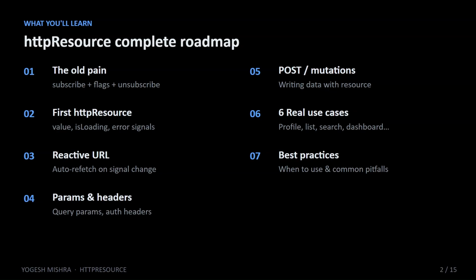So here's the complete roadmap for this video. The old pain, why the classic pattern is painful. First, httpResource, the 4-line version, core signals: value, isLoading, error, reload, etc. Reactive URL, the real superpower, auto-refresh, params and headers, search, pagination, auth, mutations, how to handle post and put cleanly, 6 real use cases, profile, search, dashboard, dependent calls, form prefill, refresh, and then best practices, what to do and what to avoid. By the end of the video you will feel confident using httpResource in real projects.